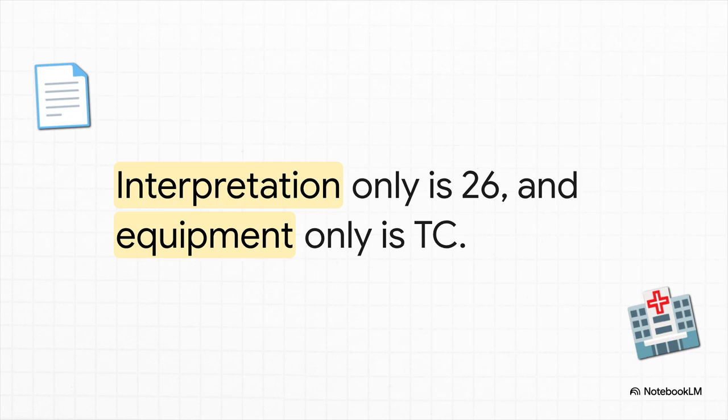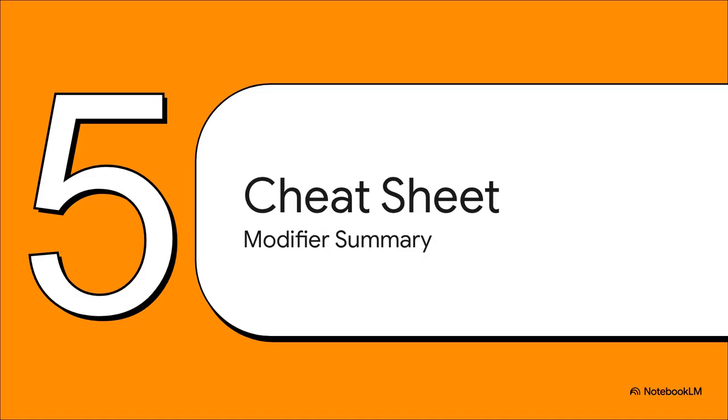If the vignette says interpretation only, you append 26. If it says facility equipment only, use TC. And like we said, if the exact same entity provided both the machine and the read, you just bill it global. And that brings us to Section 5, our outro and modifier cheat sheet.